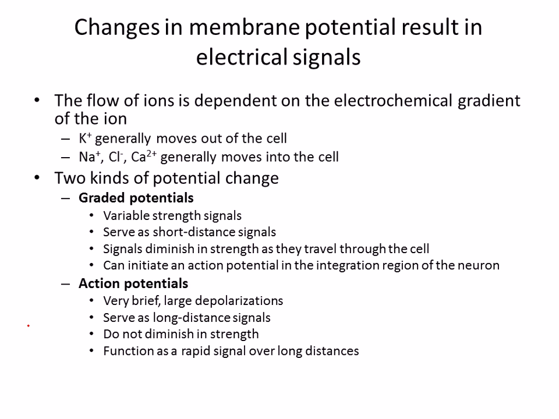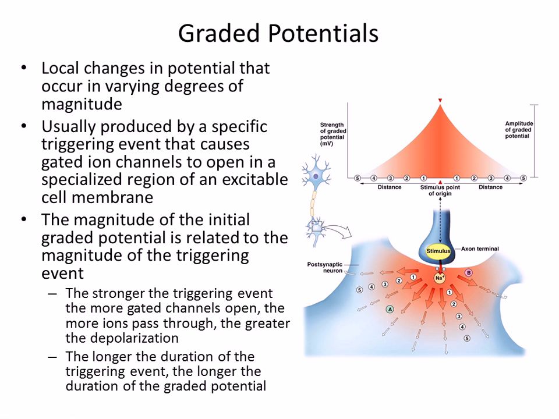Now, we're going to start with the graded potential. And remember what we said, it's a local signal. This is a local disturbance or a local change in membrane potential. And because it occurs at varying degrees, it's going to be dependent upon the strength of the stimulus that starts it.